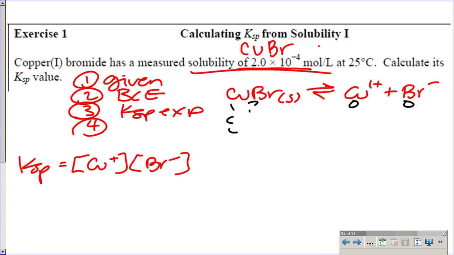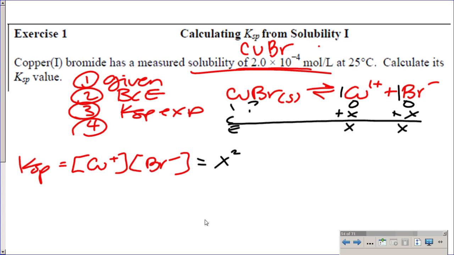So ICE, baby, and we have a specific amount of both of these products made. I have no idea what that specific amount is right now, so I'm just going to call it X: 1x because there's a 1, 1x because there's a 1. So add x. Both of these are forming at the same rate, so you're going to have x amount of copper and x amount of bromide that have formed. If I put those into my expression, that would just be x squared, correct?